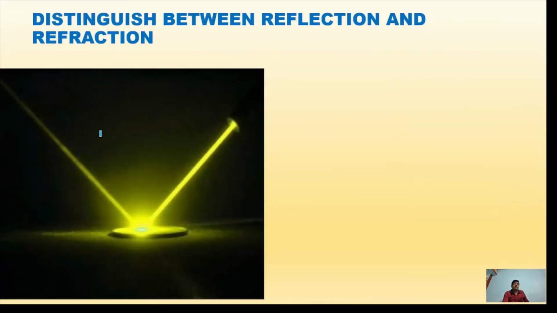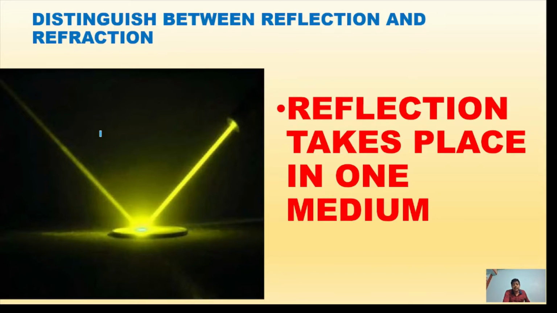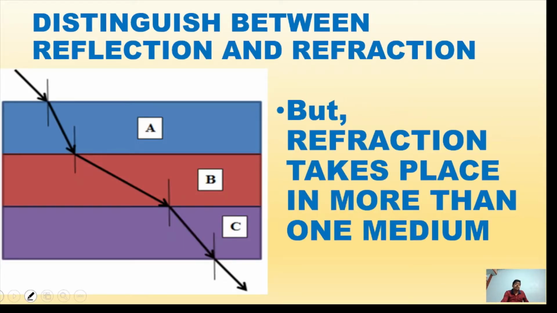So here is the distinction between the reflection and the refraction of light. You see, this is also another interesting figure of the reflection of light. Reflection takes place in one medium, because after striking the surface, the light cannot pass through the surface. It bounces back, returns to the same medium. But the refraction takes place in more than one medium.